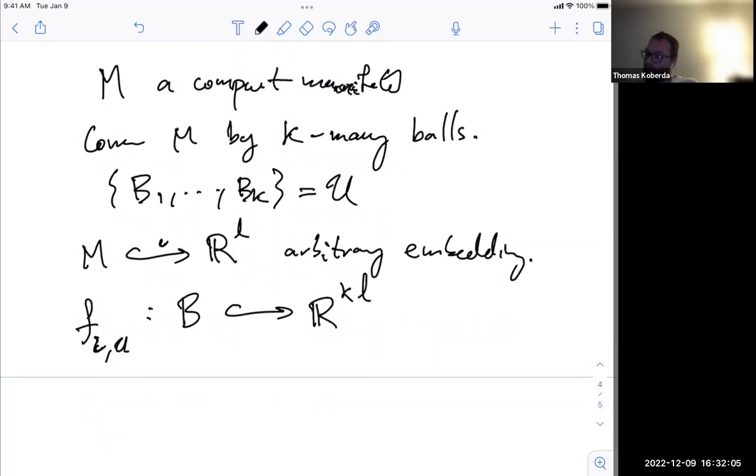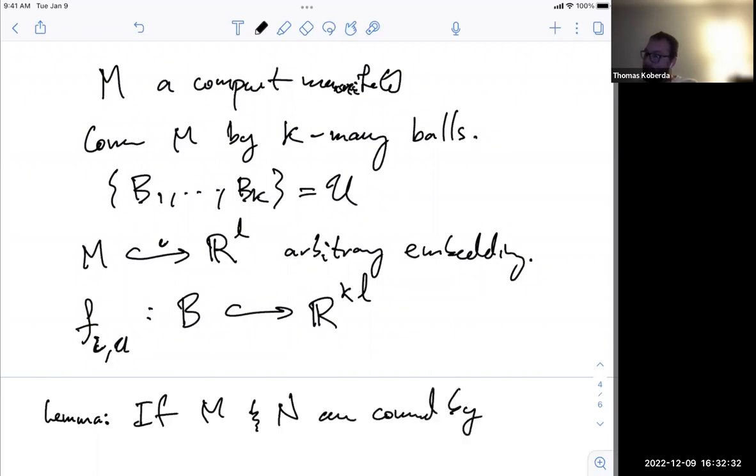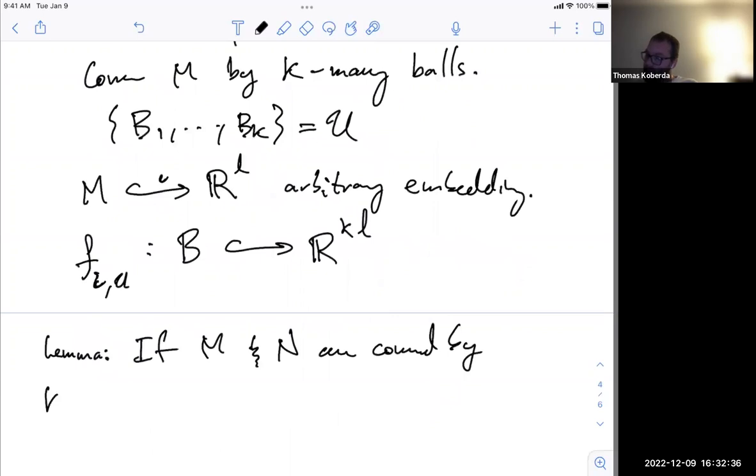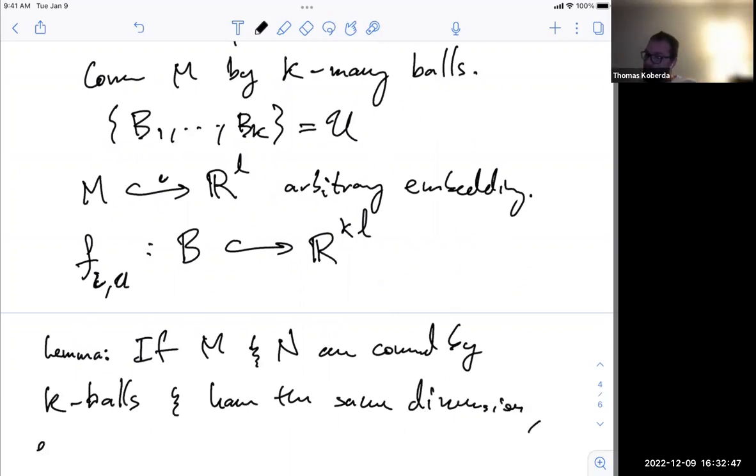So an important technical lemma in this Cheeger-Kister paper, which I'm stating slightly sloppily, but the thrust of it comes out in the way that I'll say it, is that if M and N are covered by K balls and have the same dimension, then we embed both in R^L by say these maps, I'll call them iota sub M and iota sub N.